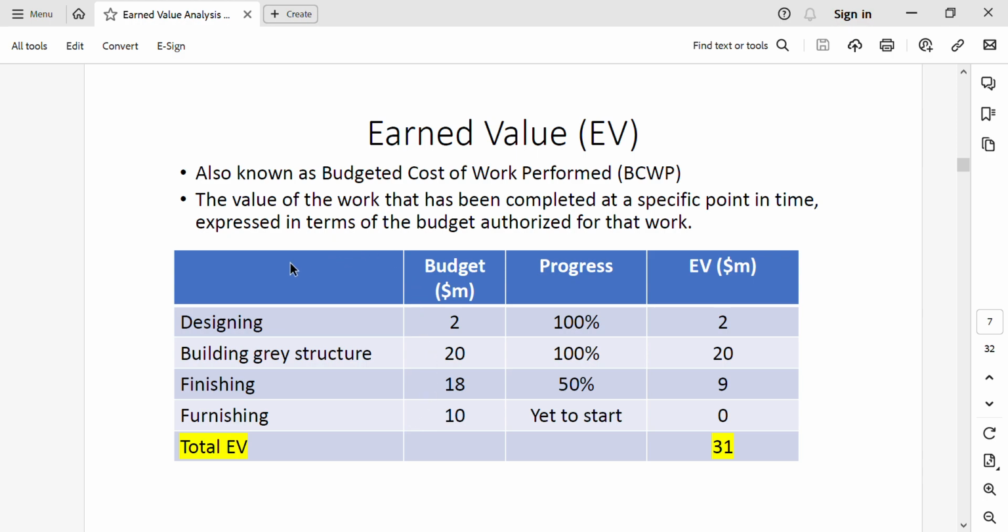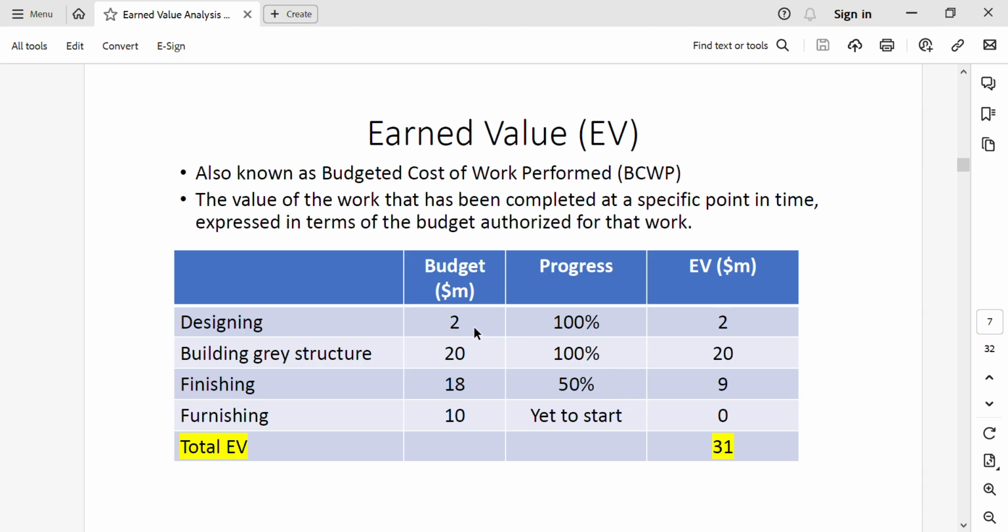So here you see, the situation is designing had a budget of $2 million, 100% has been completed. Gray structure has a budget of $20 million, progress is 100%. Finishing has been completed by 50%, and the budget is $18 million. Furnishing is yet to start, so we will exclude this particular activity from our analysis.